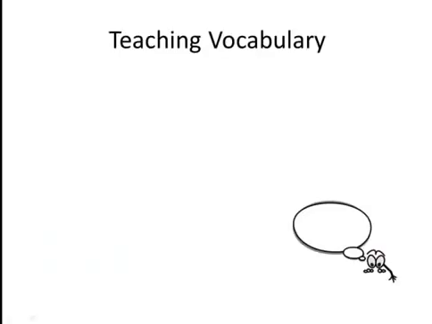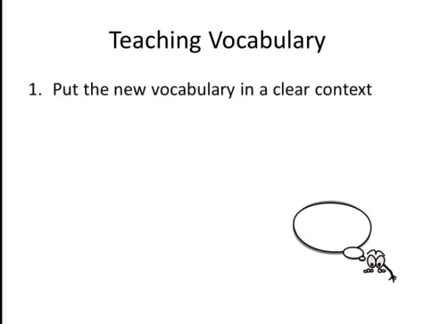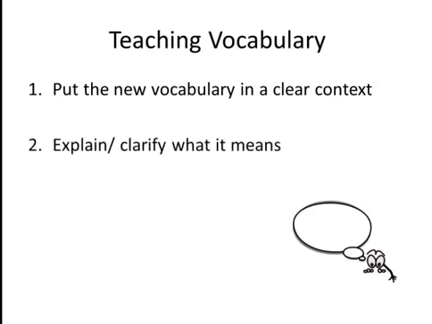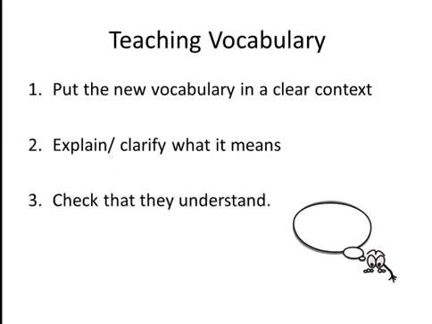Okay, what we're going to be talking about really is teaching vocabulary. When we teach vocabulary, the first important thing always is to put it into a clear context. It's much easier to understand something if it's in an obvious context. You then need to explain what it means, clarify it, and finally it's really important to check that they've understood. And this last one is exactly what this session is all about. So assume that you've already taught the vocabulary. We're thinking now about how you are going to check that they've understood what you're talking about.